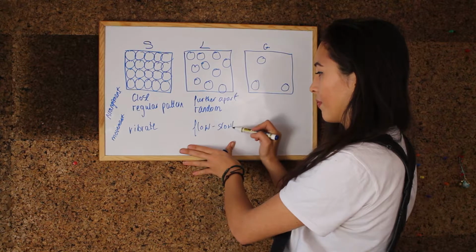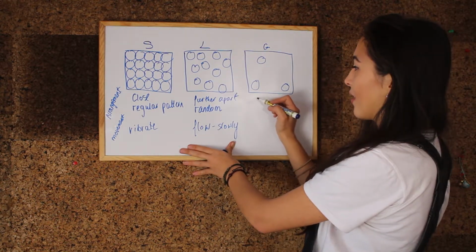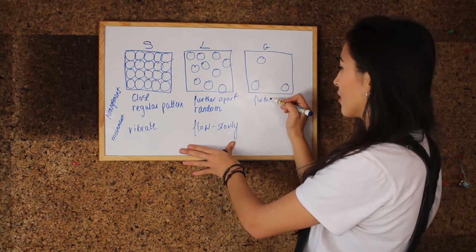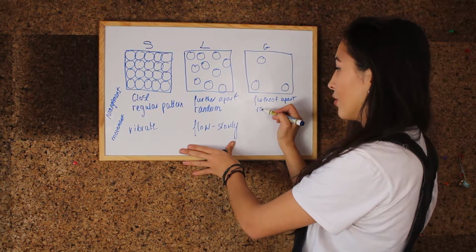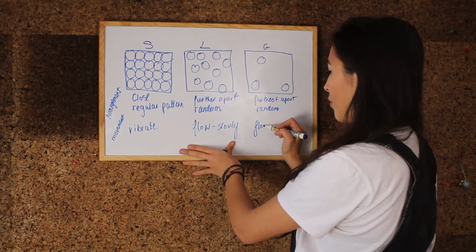Lastly, we've got gases. They're the furthest apart. Their movement is also random, and they flow more quickly.